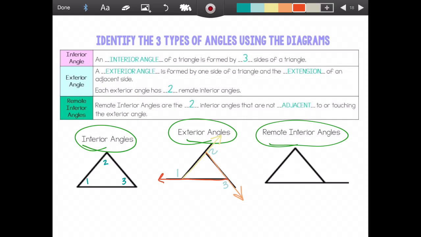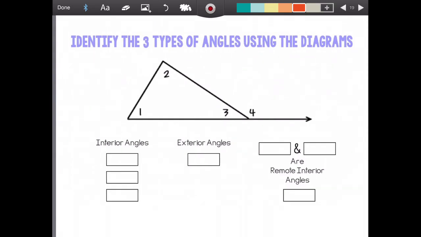Okay, and remote interior angles, so again, that means that they're going to be on the inside of the triangle. So let me label these angles: angle 1, angle 2, angle 3, and angle 4. Again, remote interior angles are inside of the triangle, but not touching the exterior angle. So angle 2 and angle 1 are remote interior angles to angle 4.